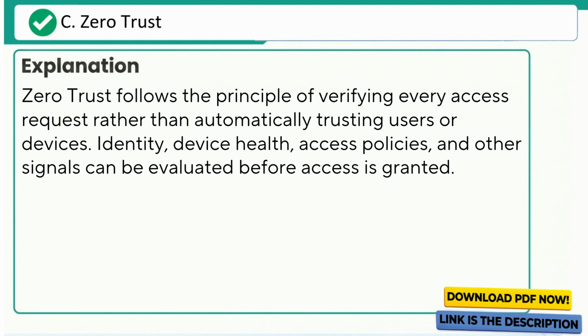Correct answer, C. Zero trust. Explanation. Zero trust follows the principle of verifying every access request, rather than automatically trusting users or devices. Identity, device health, access policies, and other signals can be evaluated before access is granted.